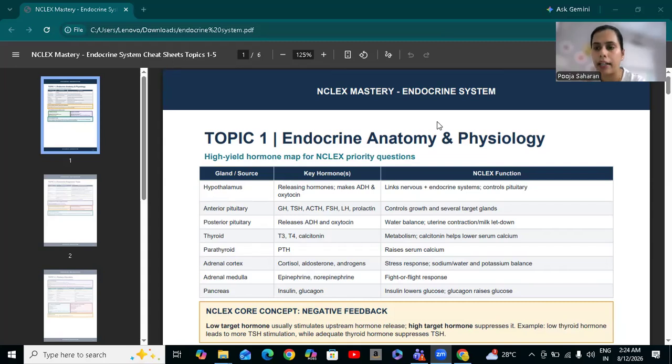Next one is the adrenal gland. Till now we have talked about the hypothalamus, the headmaster gland, the pituitary, the master gland, the thyroid, and the parathyroid. Now we are talking about the adrenal gland. The way we have talked about the pituitary, anterior and posterior.